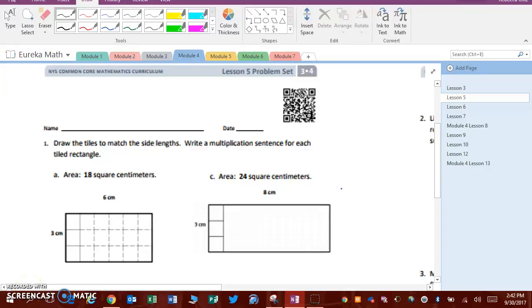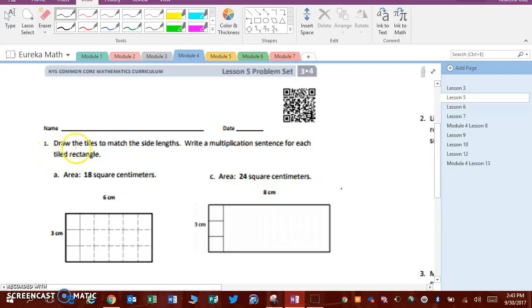Okay, hi guys. We are on lesson 5 problem set. We skipped lesson 4. This is more on that idea of area. And if you're looking at the pictures, you can already see something's a little bit different here. So let's figure out what's going on.